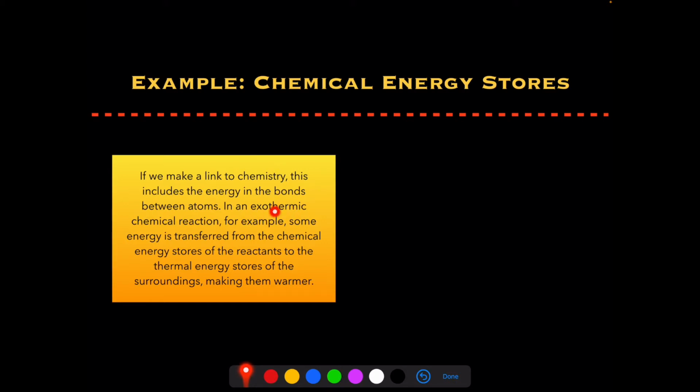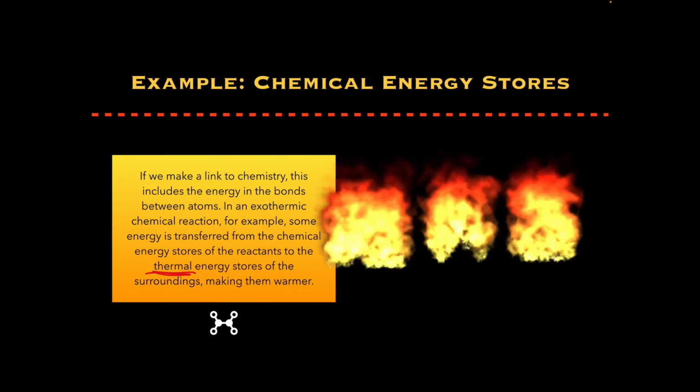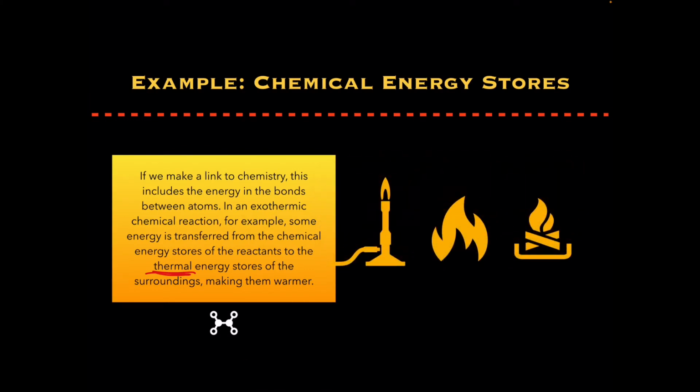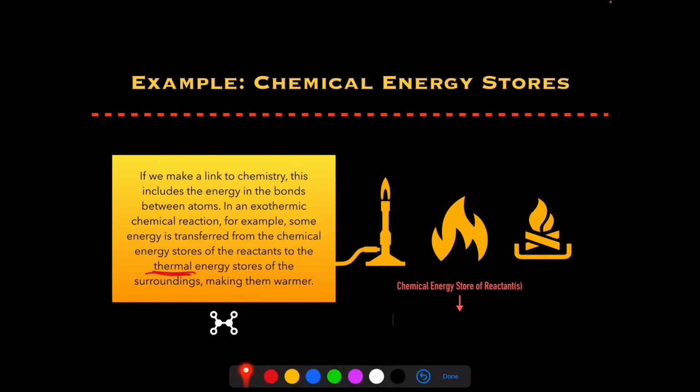For example, an exothermic chemical reaction is one where energy is transferred to the surroundings in the reaction. In this reaction, some energy is transferred from the chemical energy stores of the reactants to the thermal energy stores of the surroundings, making them warmer. We'll look at this thermal energy store in the next slide, but for now, remember the bonds between atoms, and the chemical energy stores of reactants to the thermal energy stores of your surroundings.